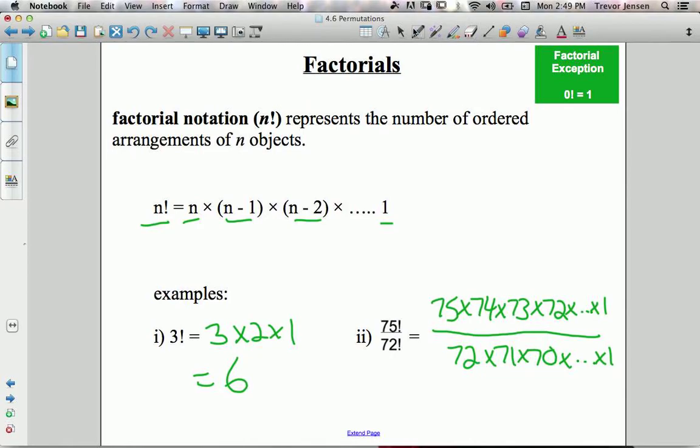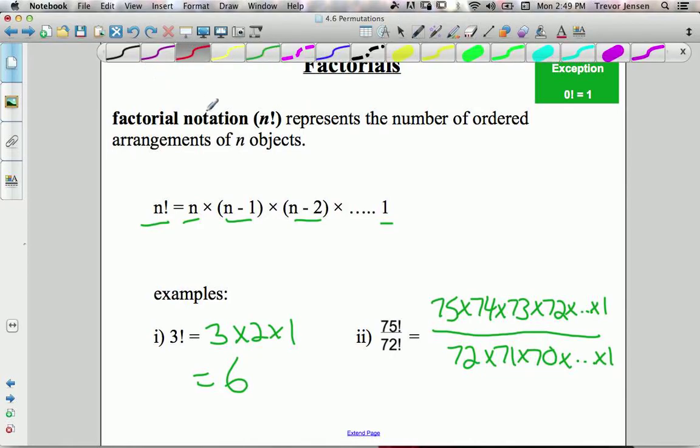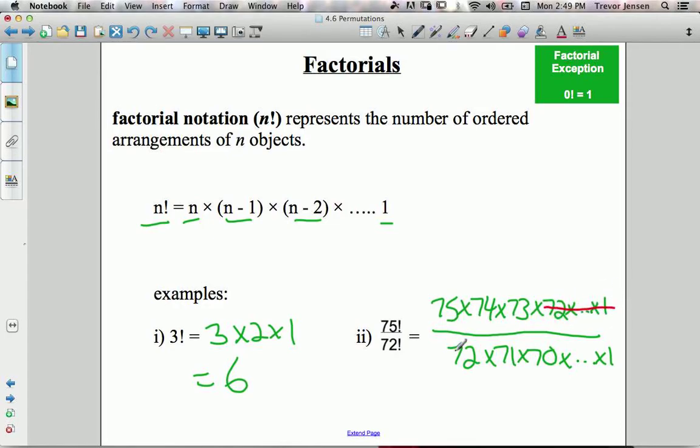Now you should notice we can cancel out a significant number of factors on the top and the bottom. At the top here, I have 72 times all the way down to times 1. So 72 times 71 times 70 all the way down to 1. That will cancel out with what we have on the bottom. We have the same thing, 72 times 71 times 70 all the way down to times 1.